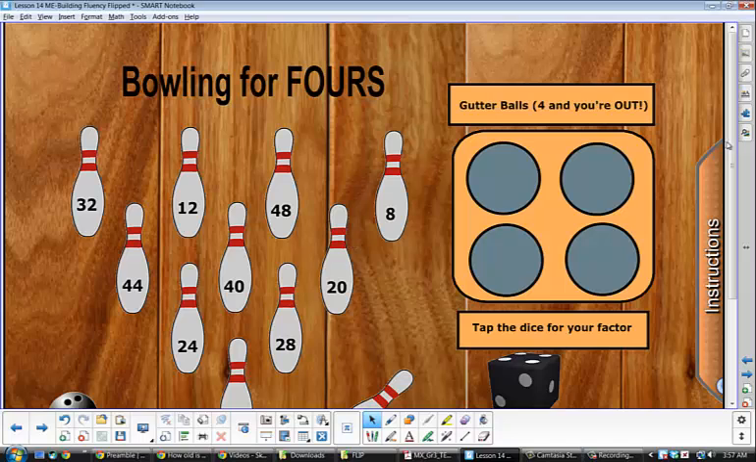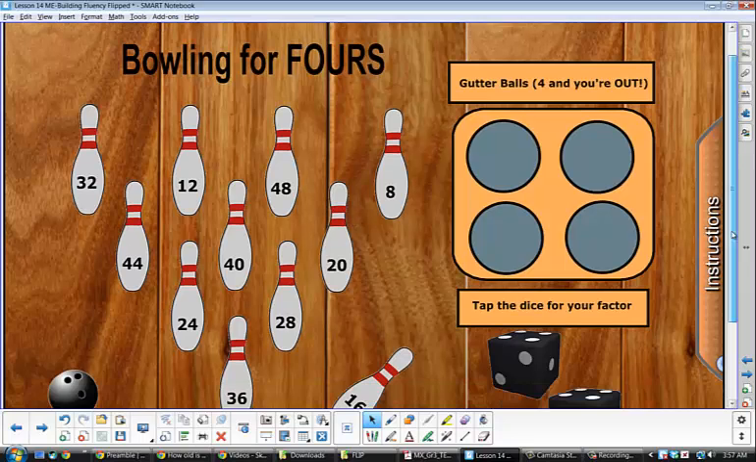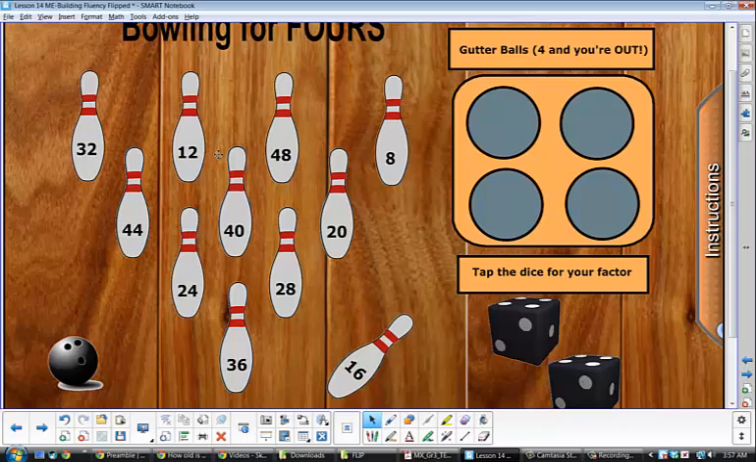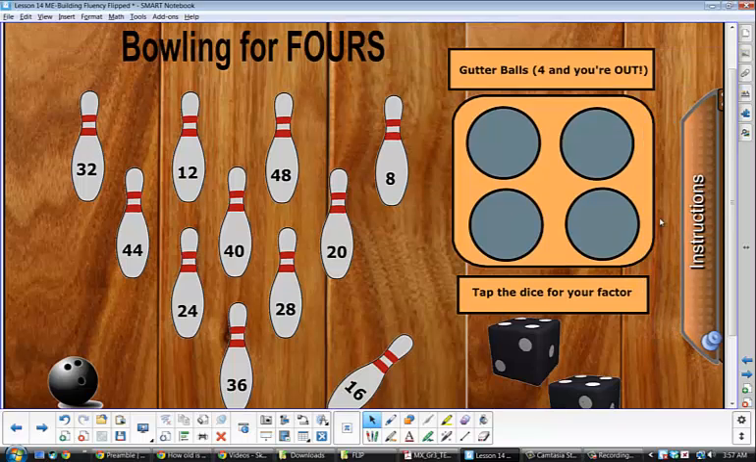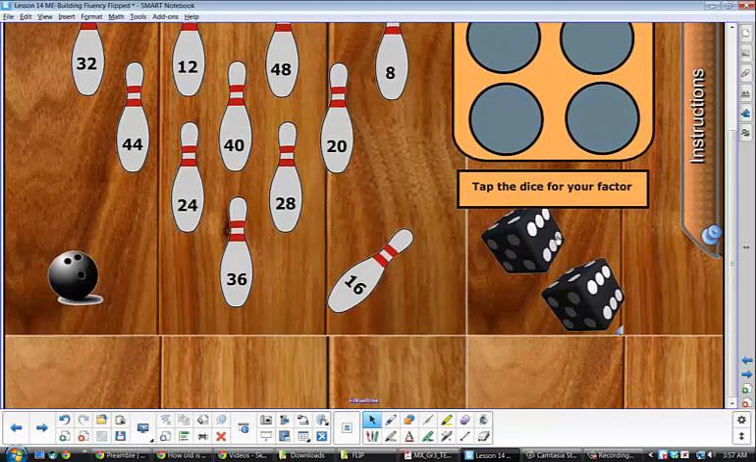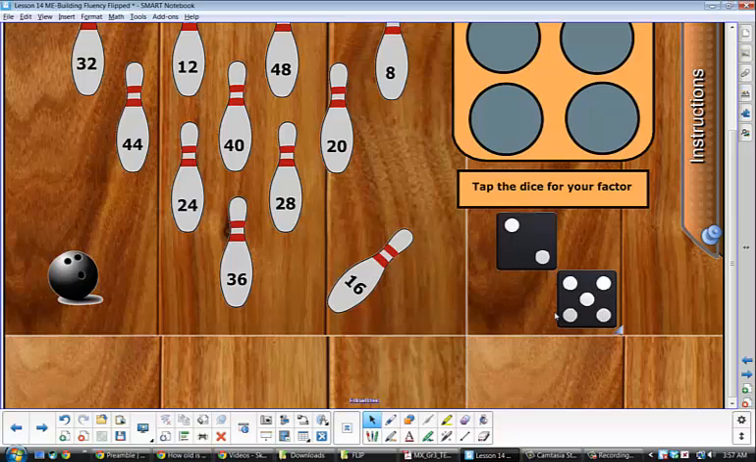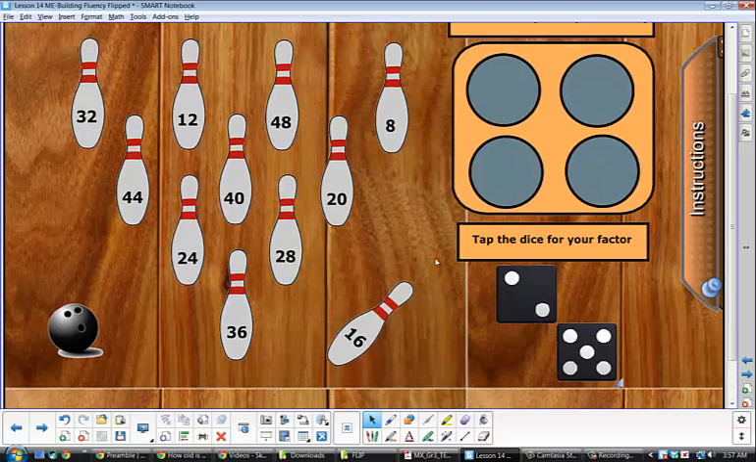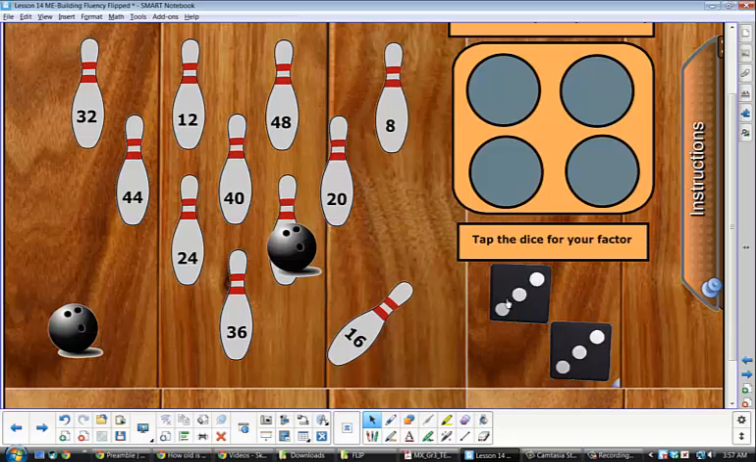Here's another one, bowling for 4s. And notice they've labeled these 32, 12, 48, and those are all multiples of 4. You roll the ball by rolling the dice. Roll it, you get 5, 6, 7. 7 times 4 is 28. Now if you roll it again and you get 7 again, you'd have to put it in the gutter. But 4 times 9 is, I almost put it on 20, is 36.